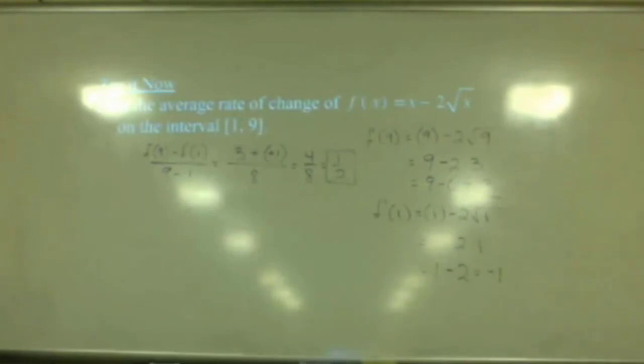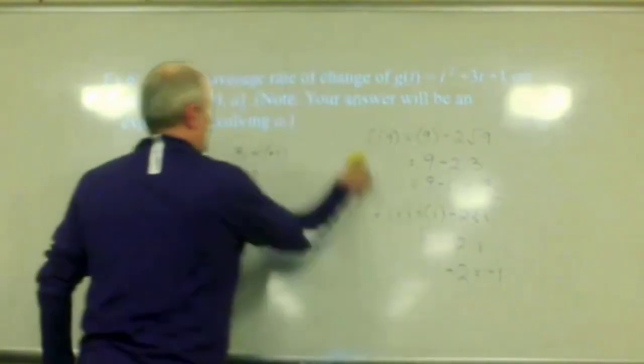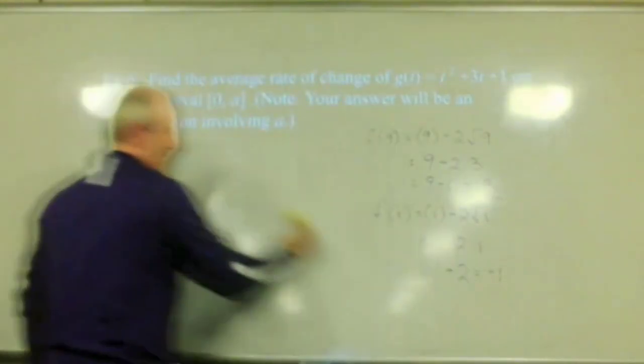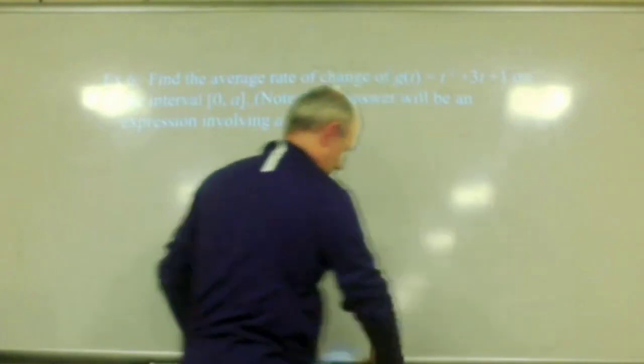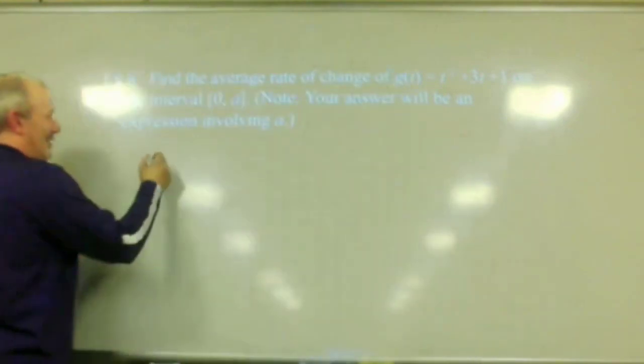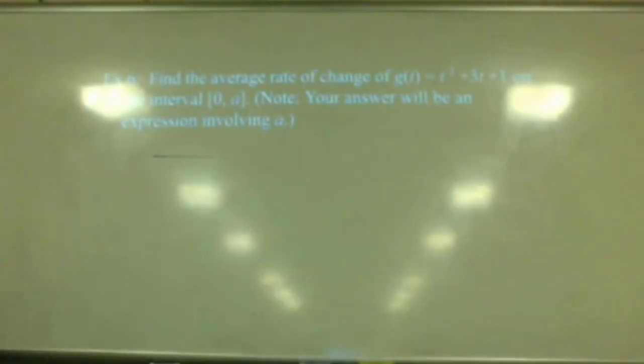Okay. Any questions before we go on there? All right. Now this one's a little bit different. Who can tell me why this one's a little bit different? What are you seeing that's different here? There's a variable. One of our boundaries is a variable, right?